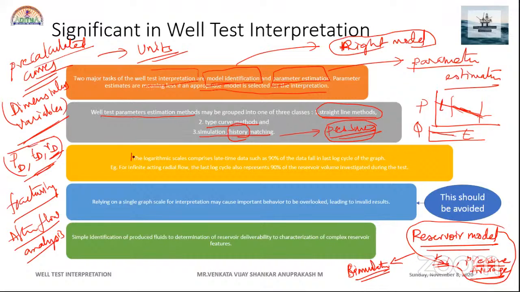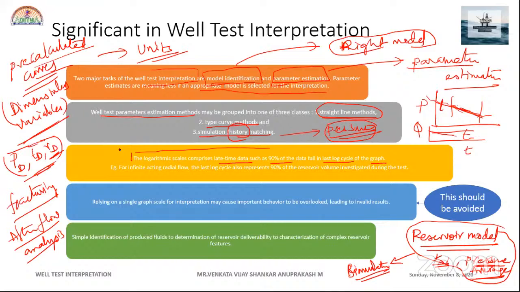Now, what is the logarithmic scale? It comprises late time data, such that 90% of the data fall in the last log cycle of the graph. As I told, we have a flow rate and a pressure with respect to time, which we are getting from the gauges. Now we are trying to fit a line or curve into one of the regions such that we can get some information regarding the reservoir parameters.